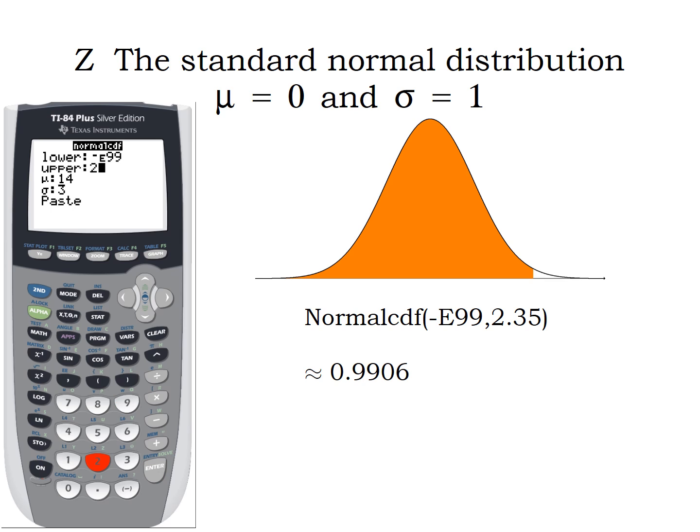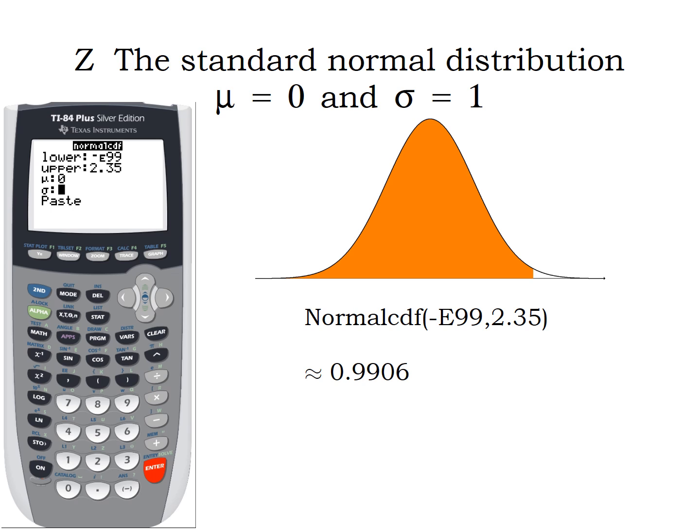Our upper limit, 2.35. Okay. We're going to tell the calculator our mean and standard deviation, so 0 and 1. And again, this is for those of you with the newer TI-84 Silver Edition Pluses. I'll show the rest of you how to handle this if you don't see this menu right now.